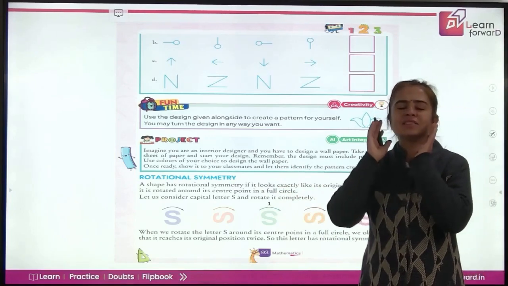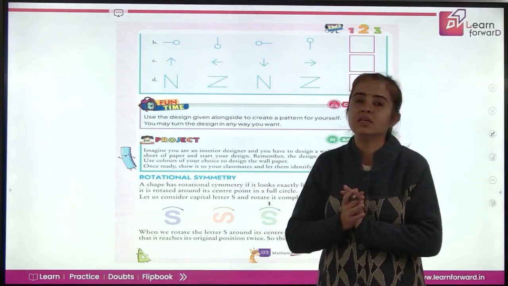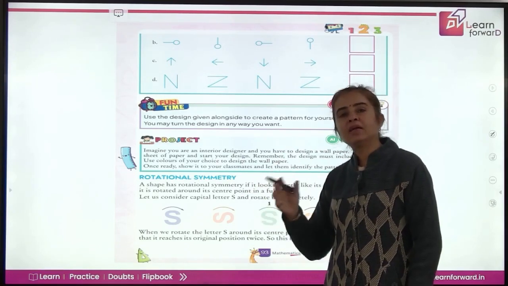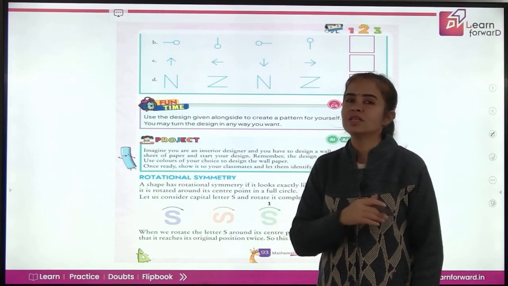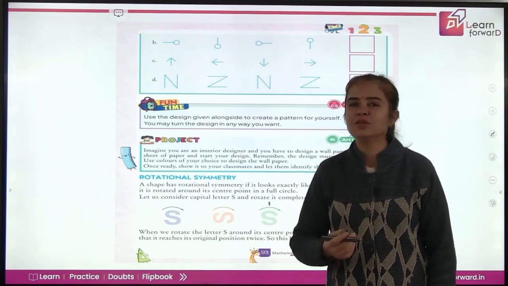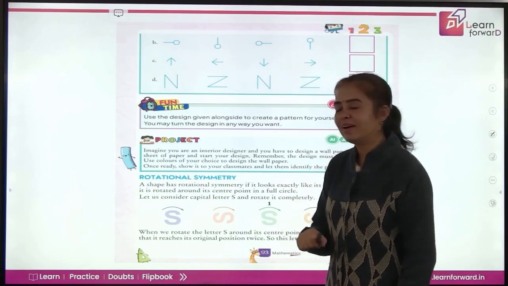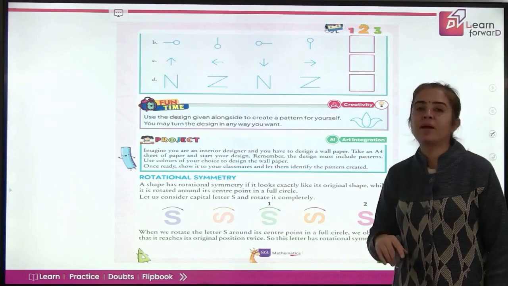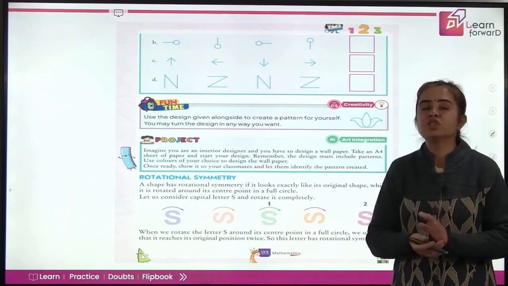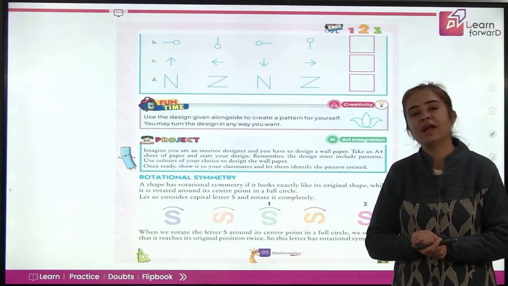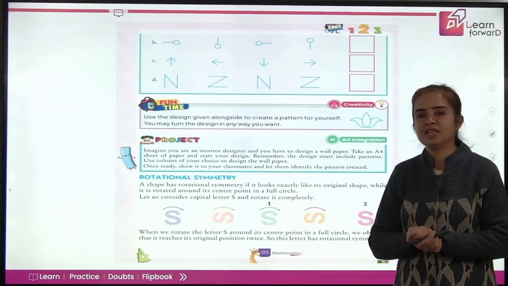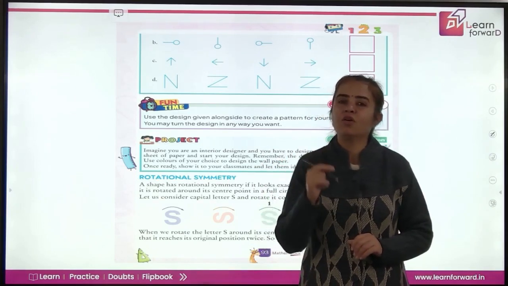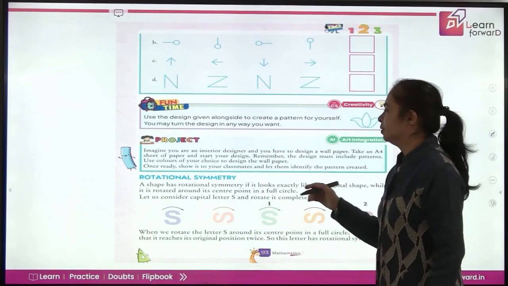So you have to be your own creator. You have to show your own creativity, your own skill here. Use any pattern, any turns, any colors of your choice. And I wish that is going to be your next wallpaper, right? Once ready, show it to your classmates and let them identify the pattern created. So you will be exchanging your own patterns and sharing your happiness with each other. Let's see if your partners can actually find out what patterns you have used there.